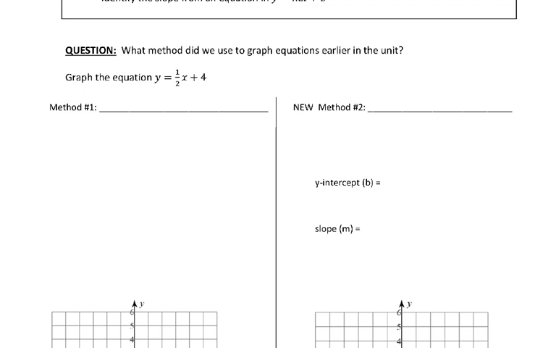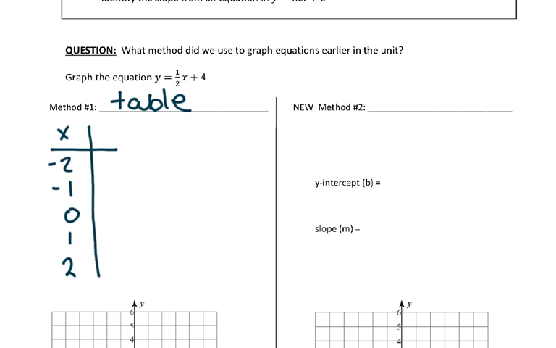Well, that's going to be using a table. So method number 1 was by creating a table. And when we did that, we wound up picking x values -2, -1, 0, 1, and 2. And we would plug them in to the equation to get our output value. Now for this one, I'm going to do it for you, and I'll do it quickly.